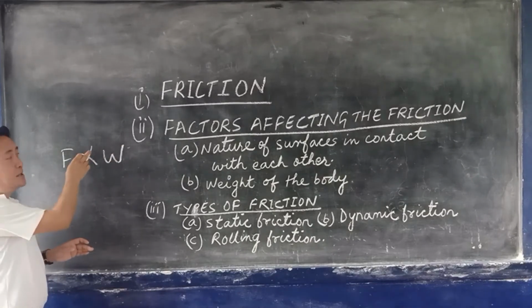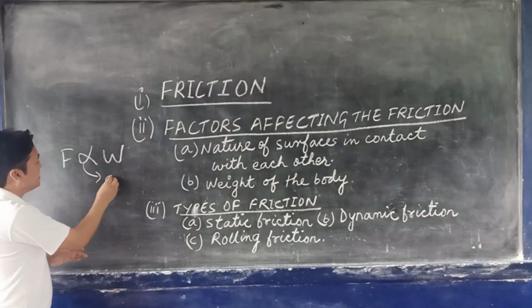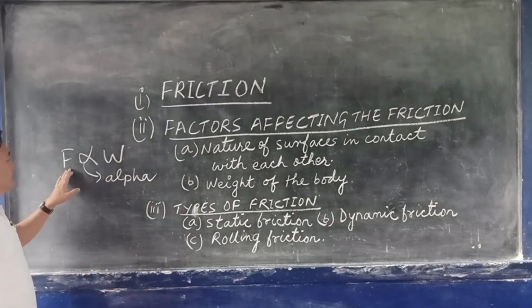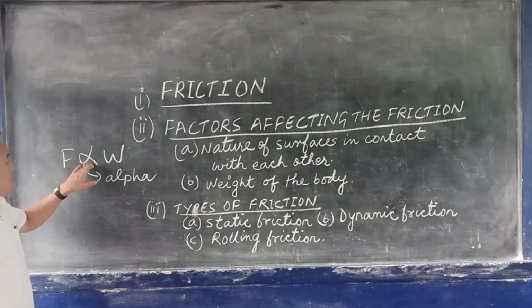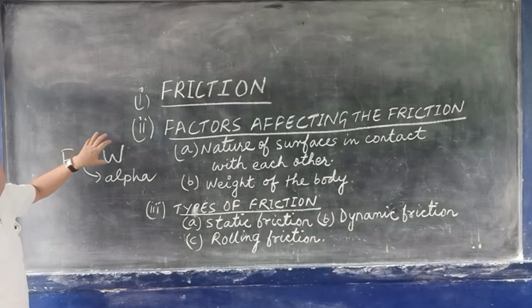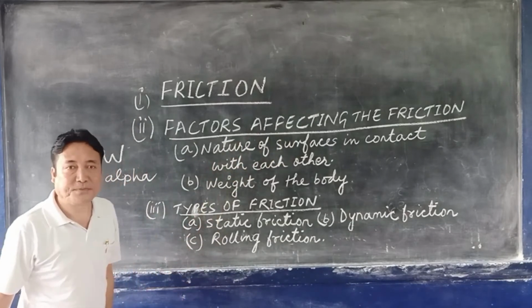We can write it here: F, this is a sign of proportionality, and we read it as alpha, A-L-P-H-A. Friction, F, I have written here. Friction is directly proportional to the weight. That means the more the weight, the more the friction. The lesser the weight, the lesser the friction. So these are the factors affecting the friction.